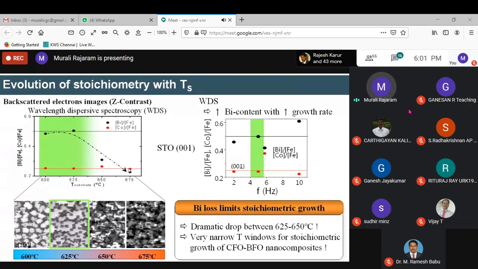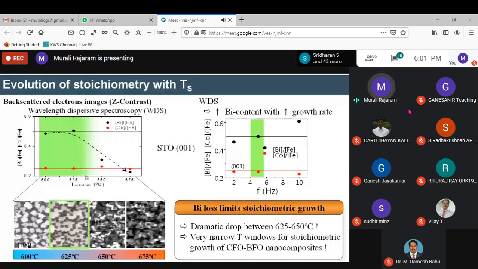Okay. But on the other hand, the bismuth to iron ratio suddenly drops around 650, because bismuth is one of the highly volatile elements. So if you increase the temperature, you will lose bismuth, and your film will have a very low bismuth content. So the ratio between bismuth and iron will decrease. Okay? So the growth of bismuth ferrite cannot go beyond 650.